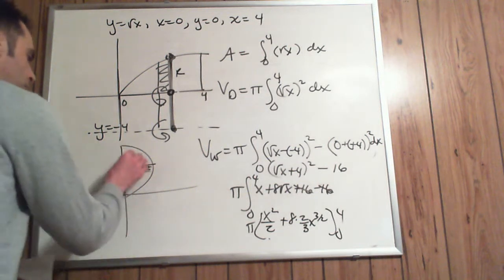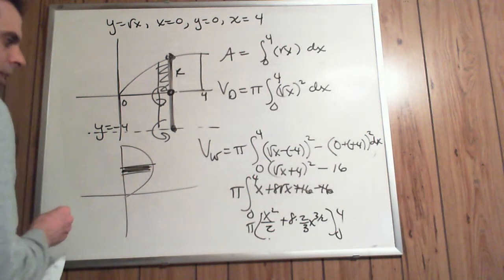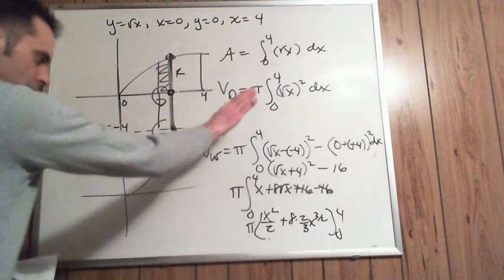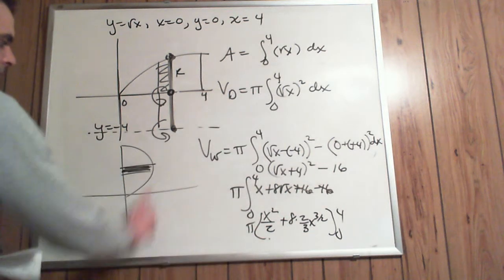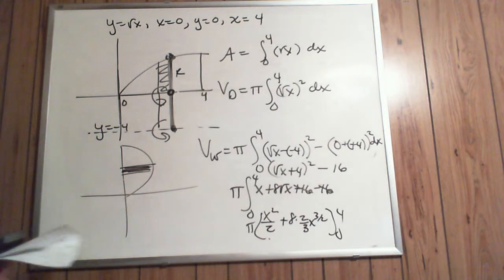So if it's perpendicular to the y-axis, then this has to be a dy, and everything else is in terms of y, and it would be right minus left in both cases.